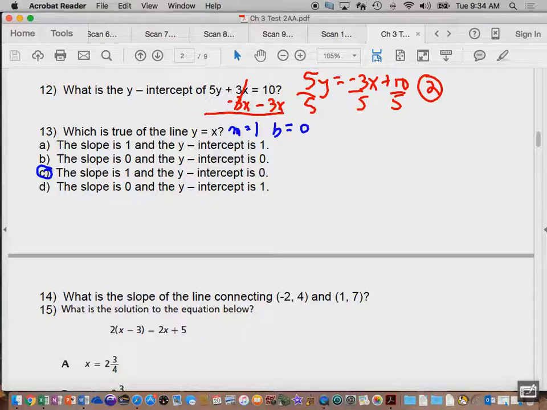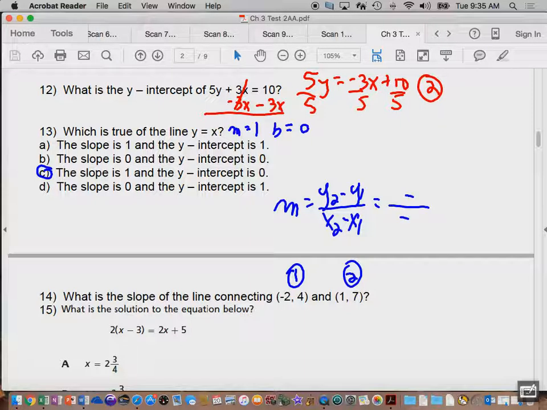Okay? Now number 14 says, what's the slope of the line connecting those two? Remember your slope formula? Y from the second minus y from the first over x from the second minus x from the first. I don't really care what order, but I like to subtract so that I get the y's positive. So I get 7 minus 4, and then 1 minus negative 2, I got 3 over 3. So the slope works out to be 1. You could have put 3 over 3, a lot of kids did, and that does get you credit.